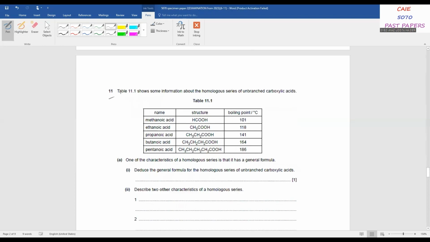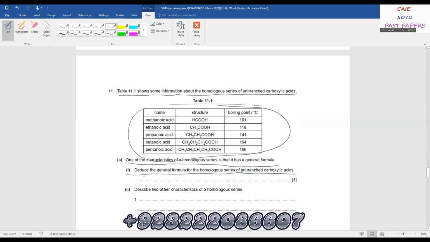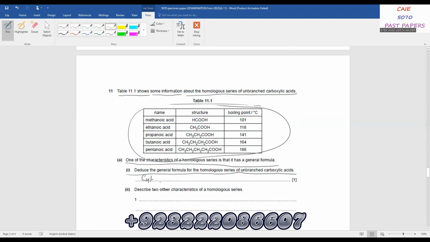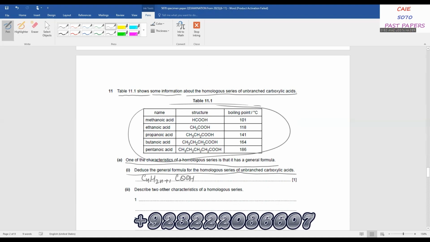Number 11. Table 11.1 shows some information about the homologous series of unbranched carboxylic acids. One of the characteristics of a homologous series is that it has a general formula. To deduce the general formula for the homologous series of unbranched carboxylic acids, you have to recall this: CnH2n+1COOH.